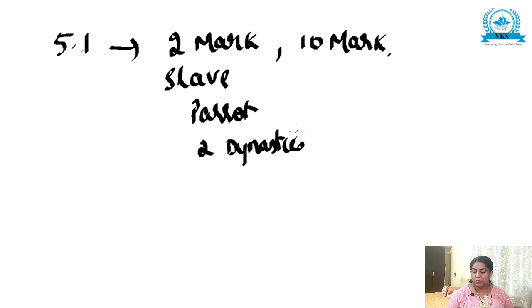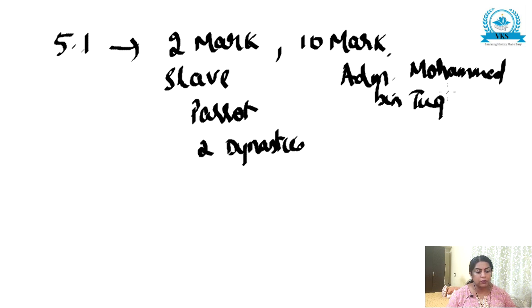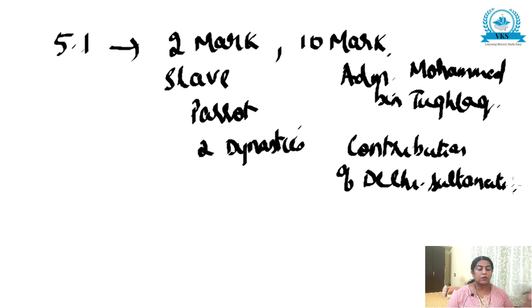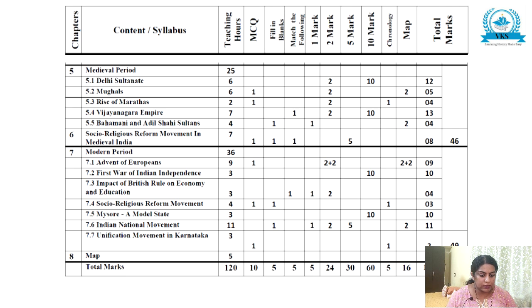Now regarding the 10-mark question, one of the most important is the administrative experiments of Muhammad bin Tughlaq. Or why is Muhammad bin Tughlaq called a mixture of opposites? What are the administrative experiments? Or a 10-mark question can come, contribution of Delhi Sultanate. So like this, any 10-mark question can also come from 5.1. So the 10-mark question is very important, and a 2-mark question can come from 5.1, that is Delhi Sultanate.